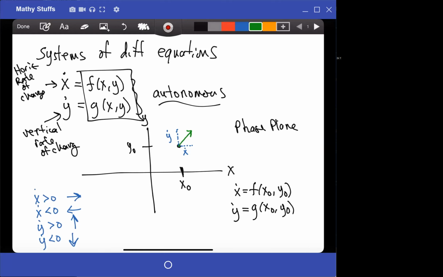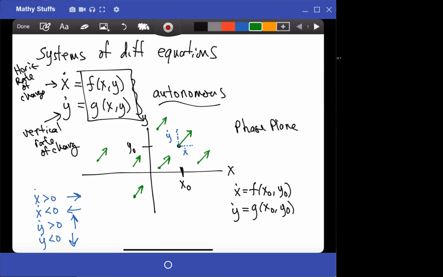We do this at every single point in the plane, and we start to get a sense of a flow in the plane. I'm going to make a very simple one here, and the flow is just these vectors are all parallel and up and to the right.